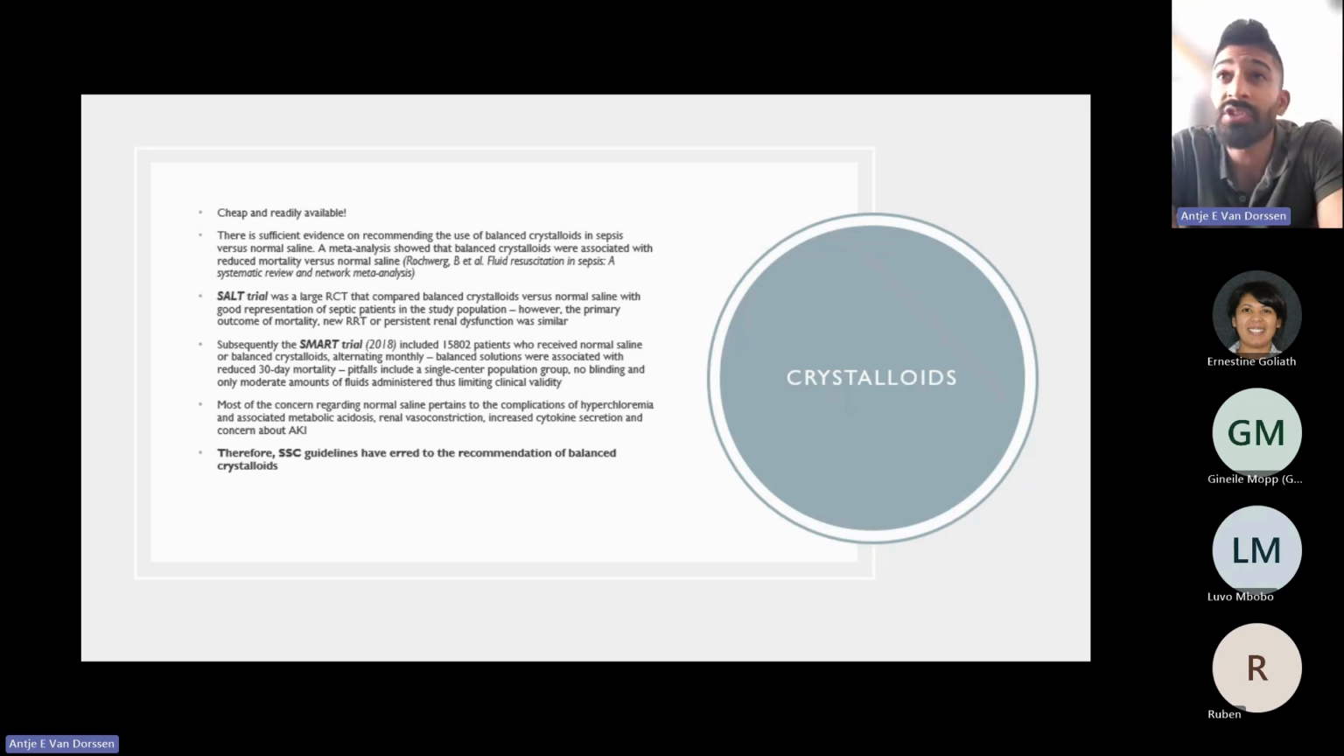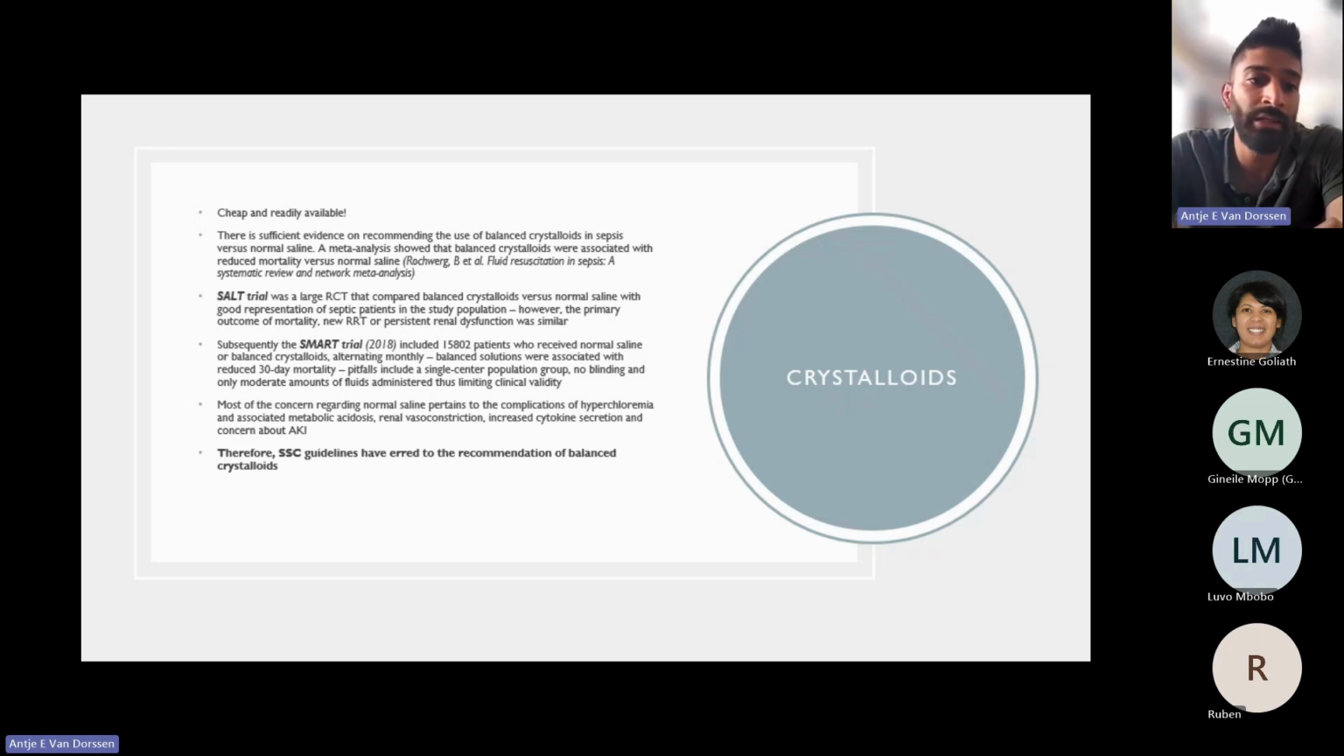Subsequently, there was another trial called the SMART trial, which was done in 2018, included a large number of patients who received normal saline or balanced crystalloids, and they actually alternated their therapy plans monthly. The balanced solutions were associated with a reduced 30-day mortality in this group. However, there were some pitfalls in that it was a single center population group. There wasn't any blinding done, and they actually only administered moderate amount of fluid. So it didn't give a sort of indication regarding the risks of excessive fluid administration in terms of balanced crystalloids versus normal saline.